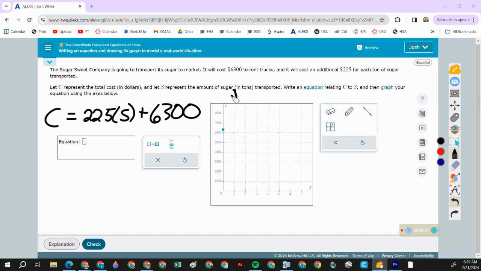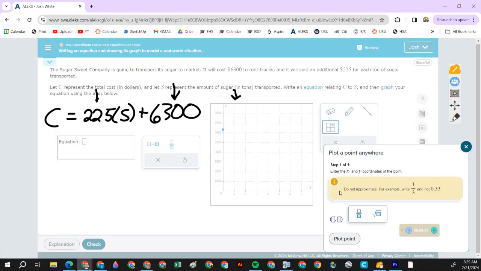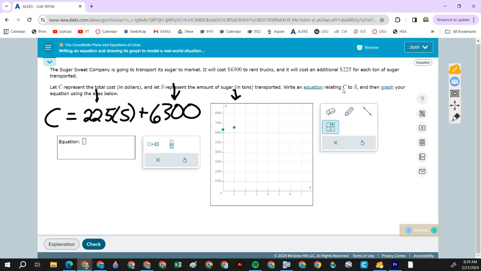So the next point here is going to be 6,300 plus 225. So after 1 ton of sugar, it's going to be 6,525. Plot point. And now I can connect those two dots. And C equals 225S plus 6,300.